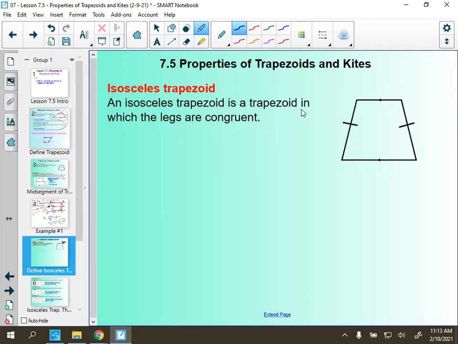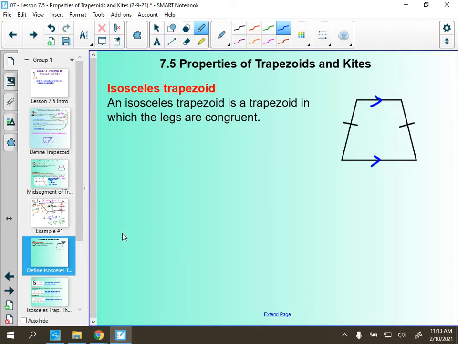So it's a trapezoid, so it still falls into that family, but it's a specific type of trapezoid in which now we've made the legs congruent. So the parallel lines, this is what makes something a trapezoid. And now that we've indicated here with the tick marks that these non-parallel sides are also congruent, that's what makes us an isosceles trapezoid.